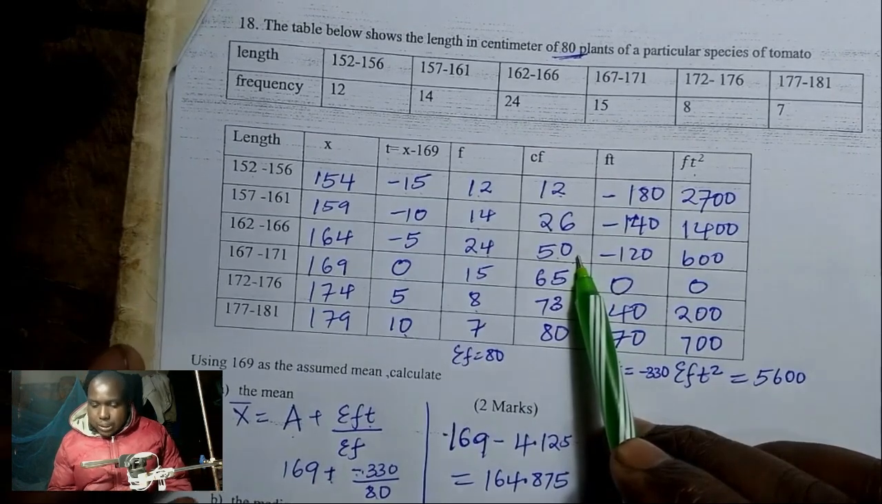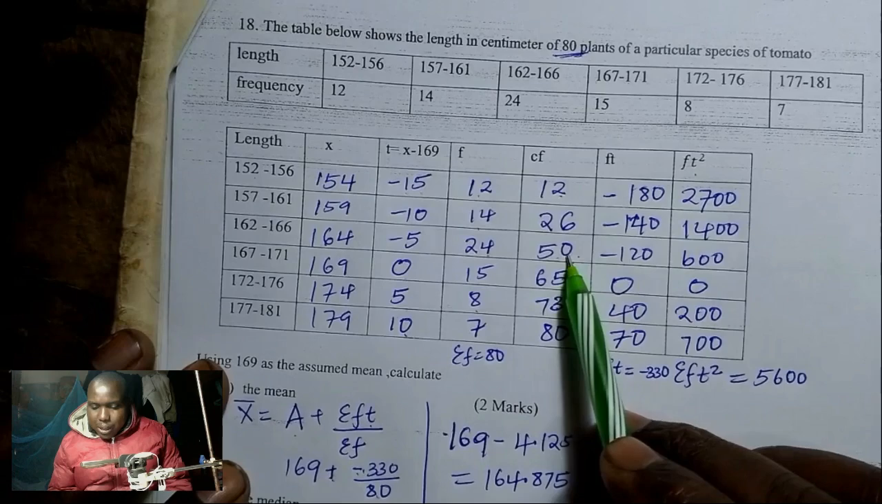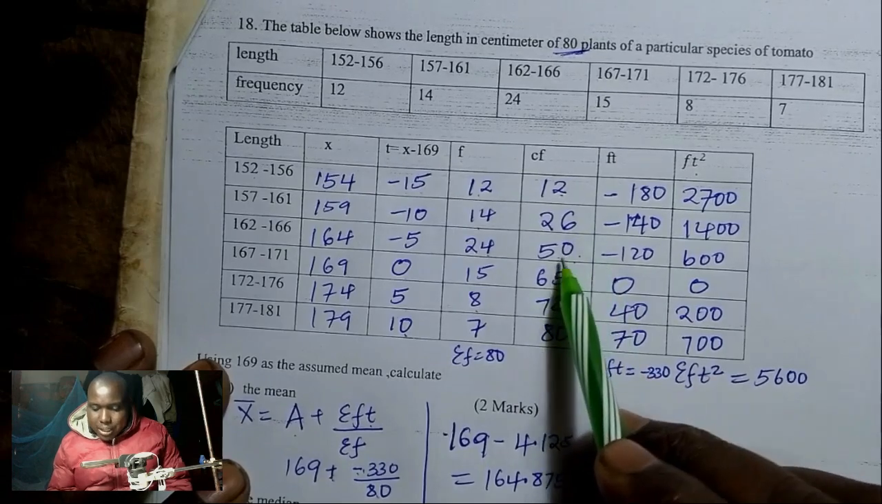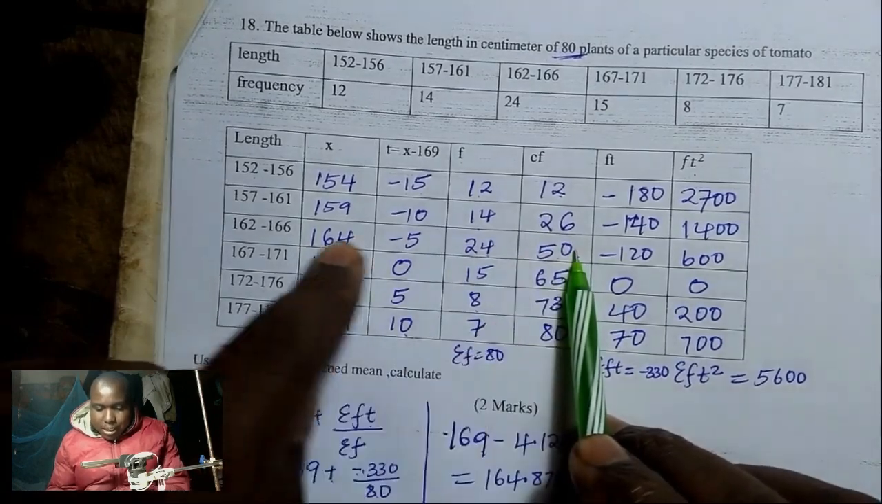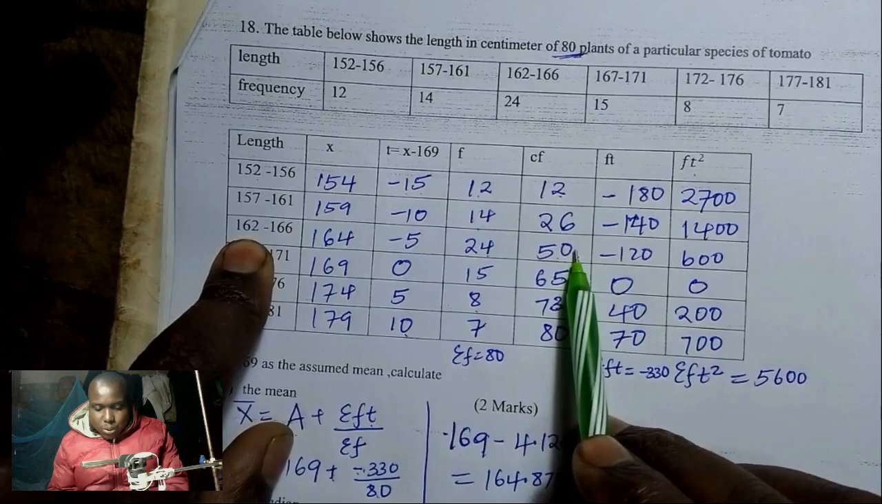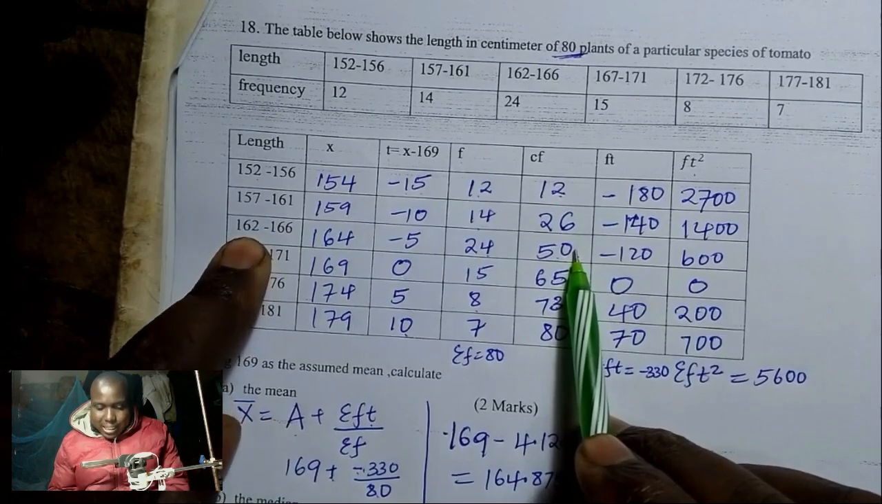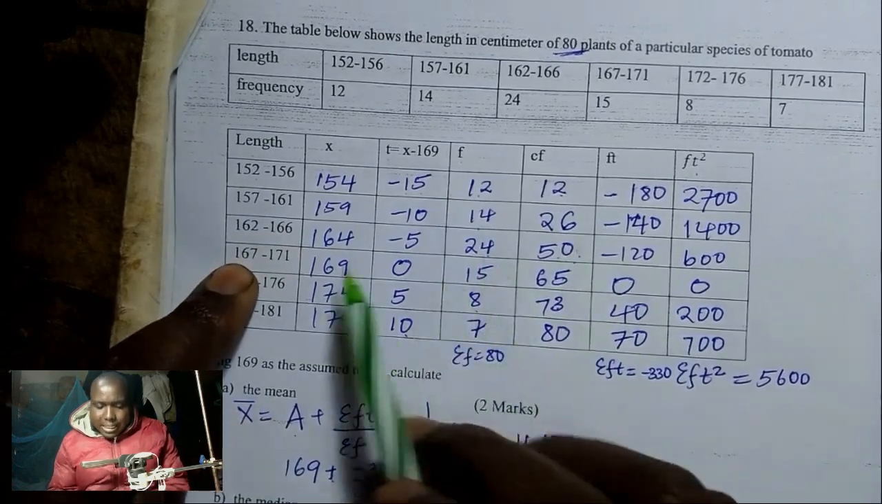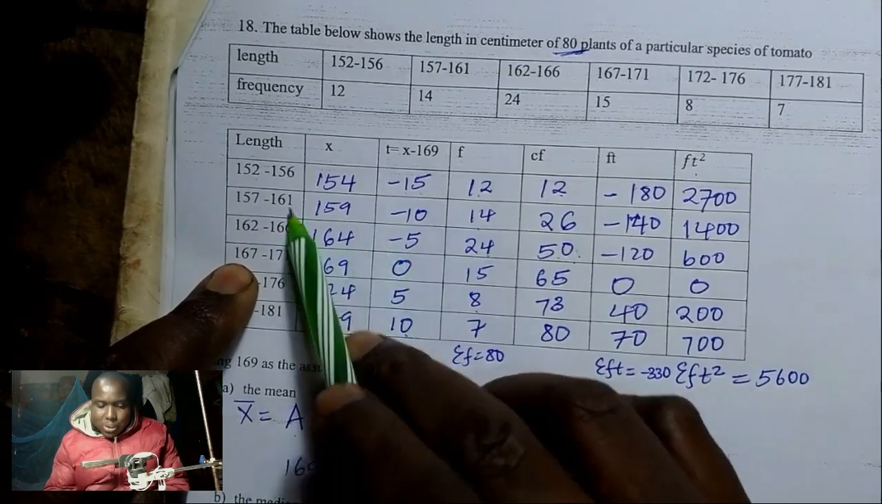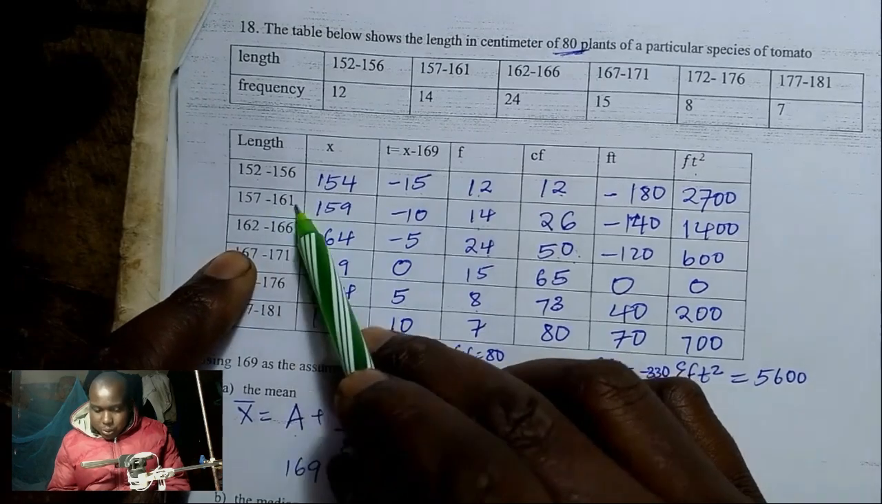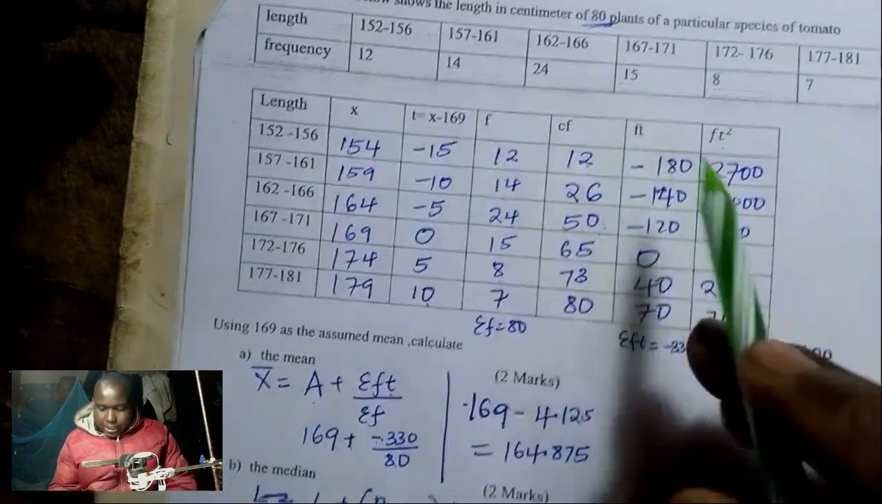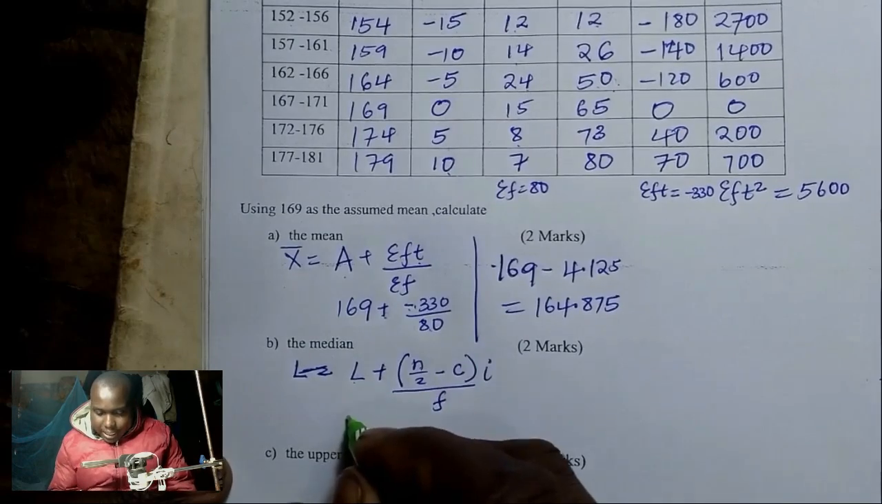Since we don't have 40, that means our median class lies between 40 and 50. So it is here. Our median class is 162 to 169, that is 166. Then the lower limit in this median class is 161, minus 0.5, which is 161.5. So that's the lower limit.